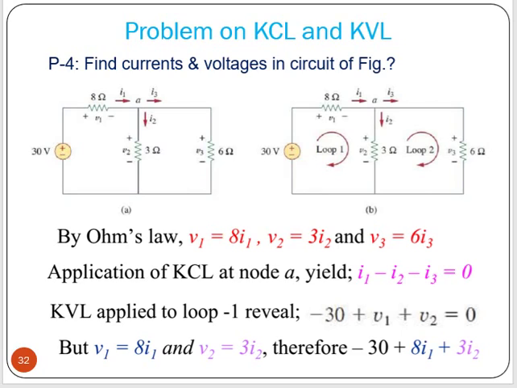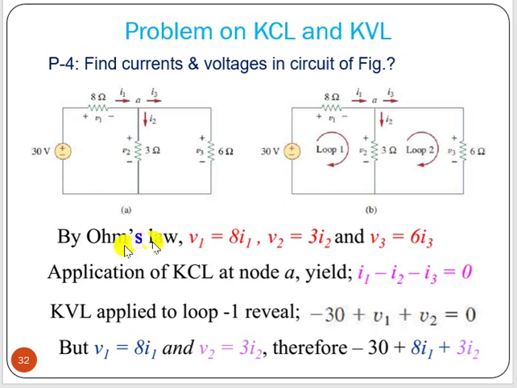Now another problem in this. We can see that in this circuit, how many meshes and how many nodes are there? One node, two, three. This is the same node as this. Why? Because in between there is no circuit element.